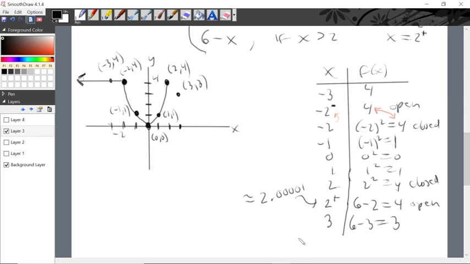Okay, and we can continue with this if we wanted. We could choose x equal to 4, 5, 6. At x equals 6, we know, for instance, that this is going to be 6 minus 6, which is equal to 0. If we wanted to continue this outward, we could. But this is going to move in a path like so, and it's going to cross at the location (6, 0).